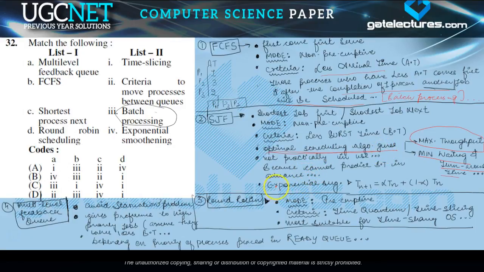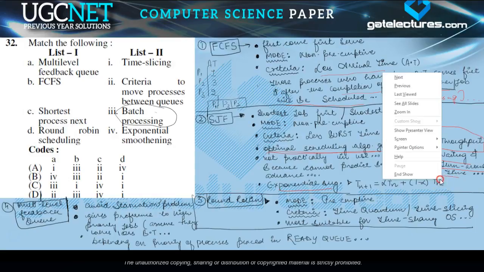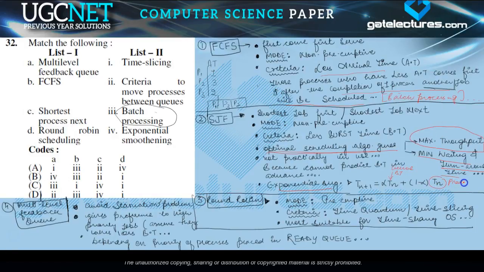And there is one exponential average formula. This is tau(n+1) = alpha t(n) + (1 - alpha) tau(n). Here t(n) is the actual burst time, and tau(n) is the predicted burst time, and alpha is the smoothing factor. With the help of this exponential average formula, we can predict the burst time in advance, but this is not practical in use. So shortest process next uses exponential smoothing to predict any burst time in advance.